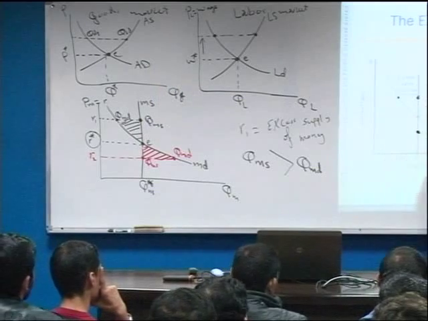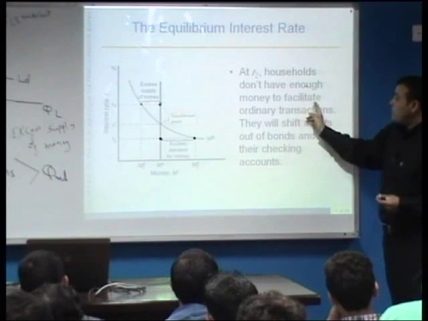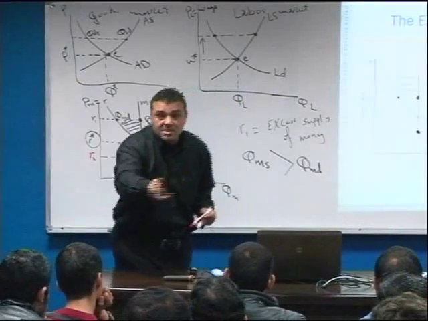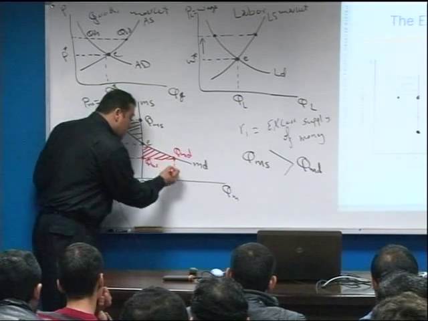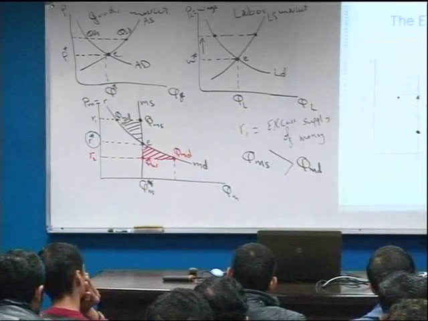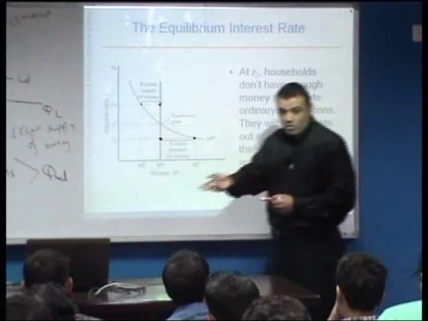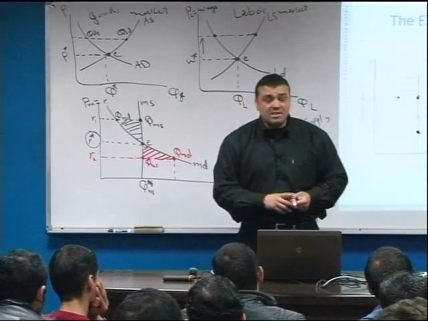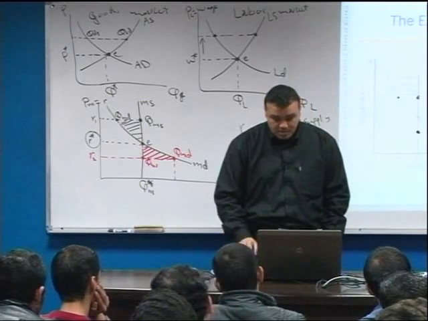طيب so as you see, at R2 the households don't have enough money to facilitate ordinary transactions، ما فيش عندهم مصاري كفايه عشان الترانزاكشنز الديلي، لأنه quantity of money demanded اكبر، وبالتالي بيطلبوا كميات اكبر من المصاري، صح؟ So they will shift assets out of bonds and into their checking accounts، بيروحوا بيبيعوا البونز تبعهم عشان يجيبوا مصاري to meet the needs of daily transactions. تمام؟ اوكي.